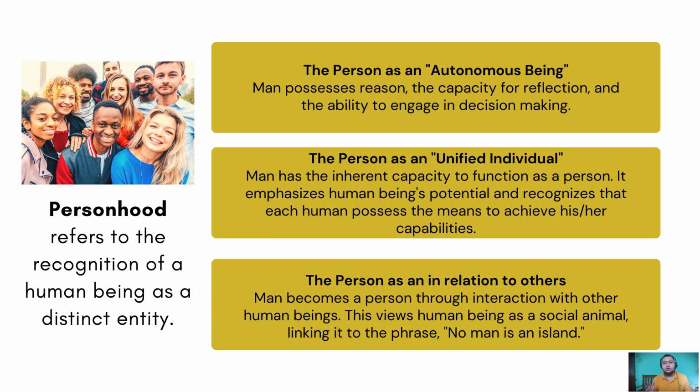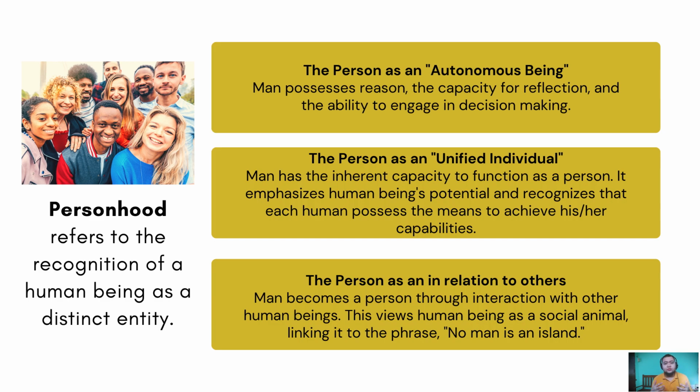This notion holds that a human being is considered a person if he or she possesses the ability to determine his or her life through reason and free choice. This view assumes that a human possesses reason, has the capacity for reflection, and has the ability to engage in decision making. So this perspective is a major influence in determining the legal definition of a human person and the conventional concept of an adult. Next would be the person as a unified individual.